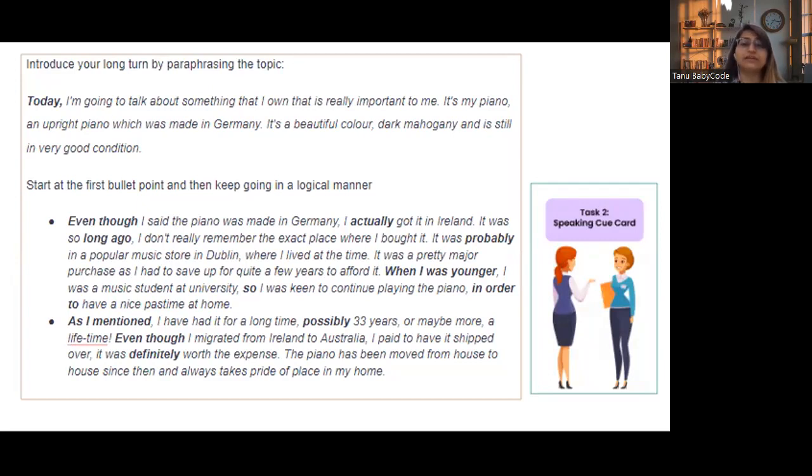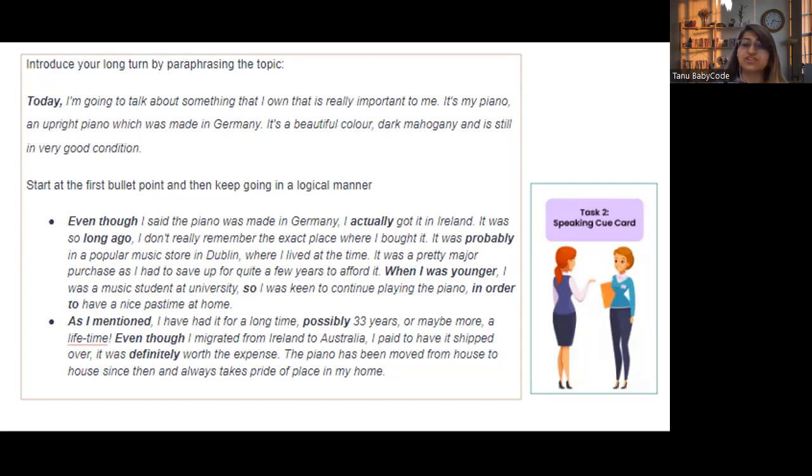It was probably in a popular music store in Dublin, where I lived at that time. It was a pretty major purchase; I had to save up for quite a few years to afford it. When I was younger, I was a music student at university, so I was keen to continue playing the piano in order to have a nice pastime at home. So he explained where he got it from.